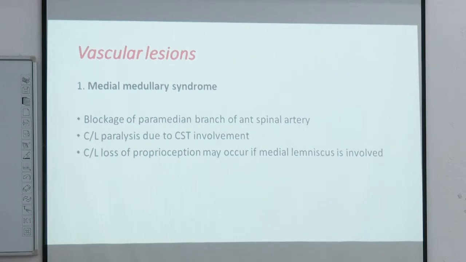Okay, now there are some vascular lesions. Medial medullary syndrome. What is medial medullary syndrome? It is the blockage of the paramedian branch of the anterior spinal artery. So it is characterized by contralateral paralysis from corticospinal tract involvement, because it is a motor tract. We are discussing only the sensory tract. So what will happen? Contralateral loss of proprioception.